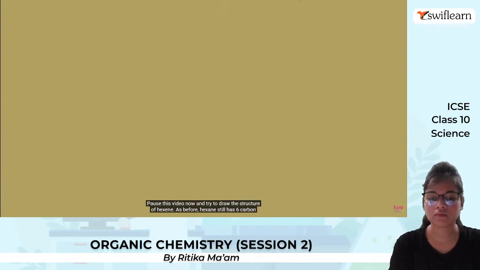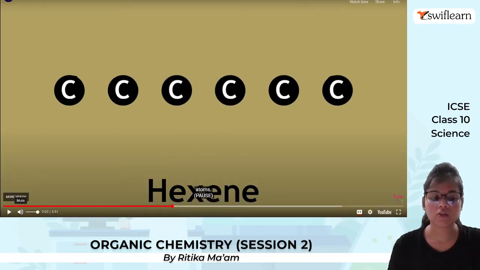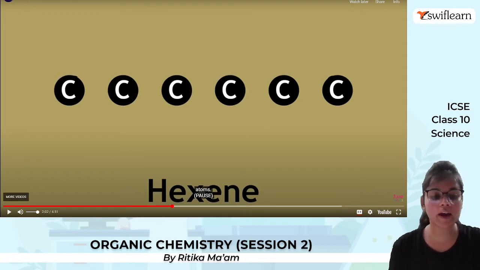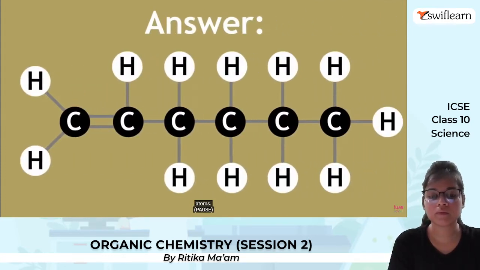Pause this video now and try to draw the structure of hexene. As before, hexene has 6 carbon atoms. So here hexene will have 6 carbon atoms. There will be one double bond and the others will be single bonds, and accordingly we will be satisfying the valency needs by adding hydrogen atoms. Let us see how. Here is the structure of hexene. This time there is a double bond because it's an alkene.